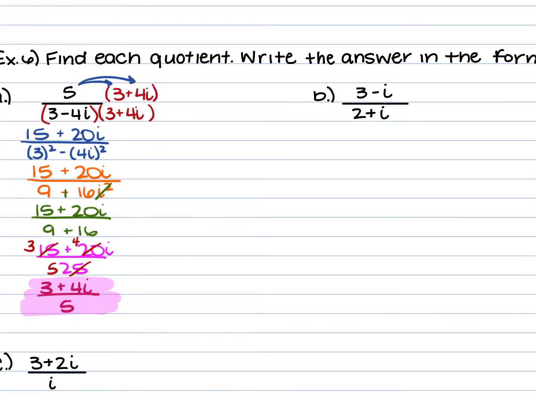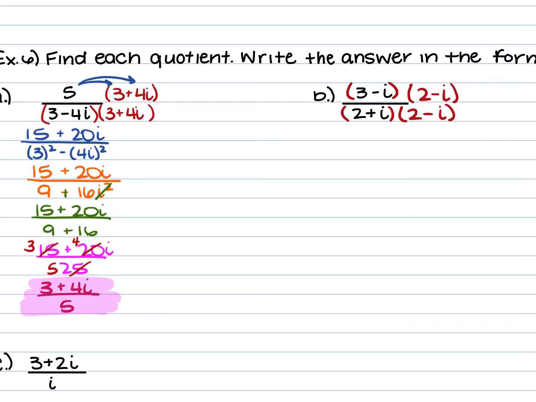For example B, we have 3 minus i over 2 plus i. So I'm going to put parentheses around my numerator and around my denominator. In my denominator, I have 2 plus i. My conjugate of that is 2 minus i. So we're going to multiply the top and the bottom by 2 minus i.